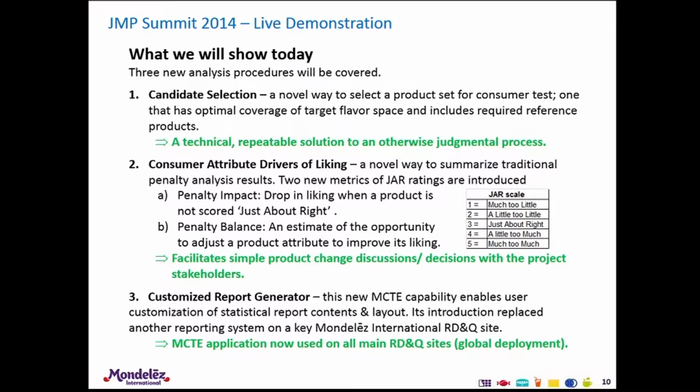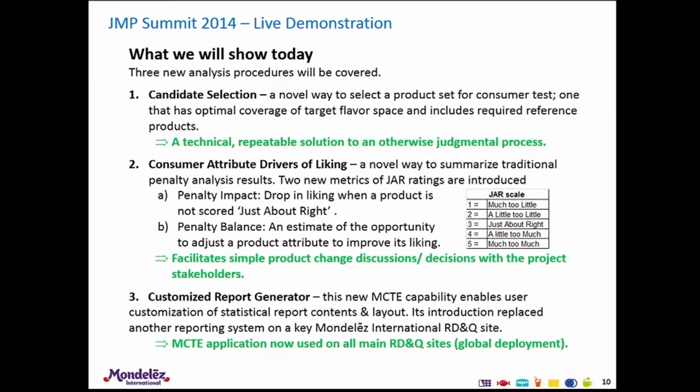So, good thing. The next thing is we're going to talk about consumer attribute drivers of liking, a way of summarising that data. If anybody knows about penalty analysis, the output from penalty analysis, which is the analysis of JAR scales, is quite intense and a lot of it. And the reason is because you get a chart typically for every attribute for every product. So it does go into almost like the hundreds, and it's very difficult to assess. So what we did was we invented 2 new metrics.